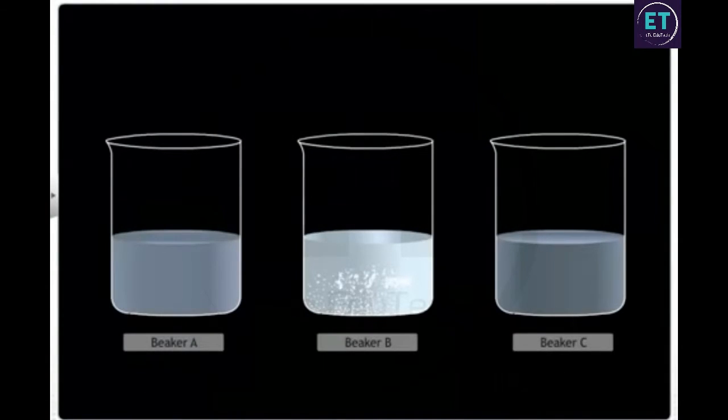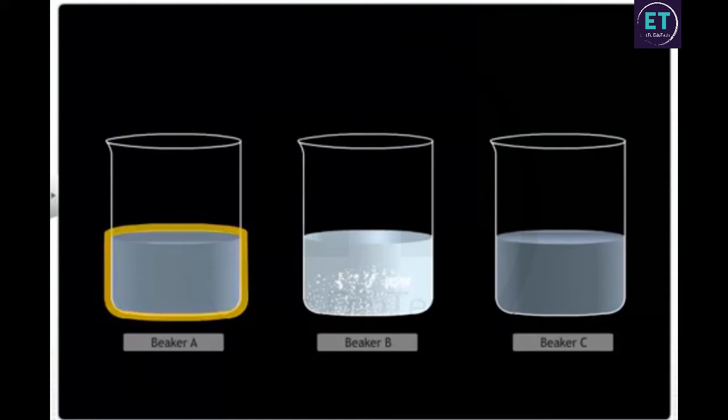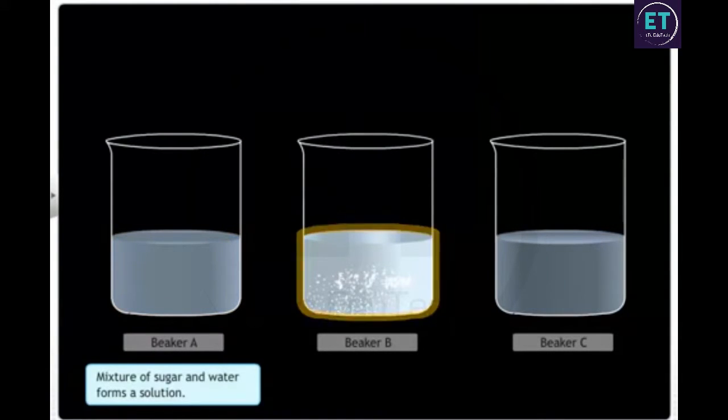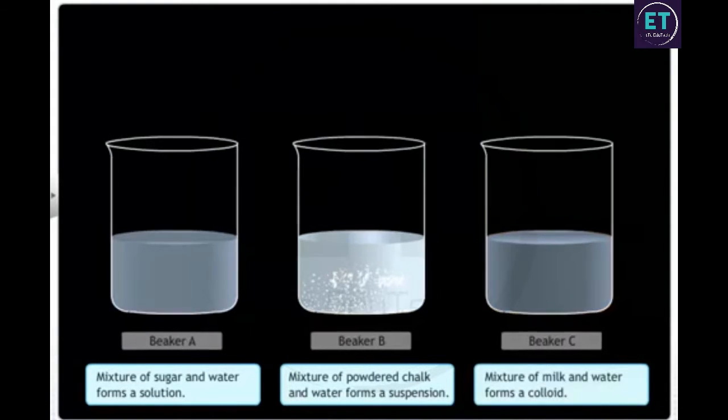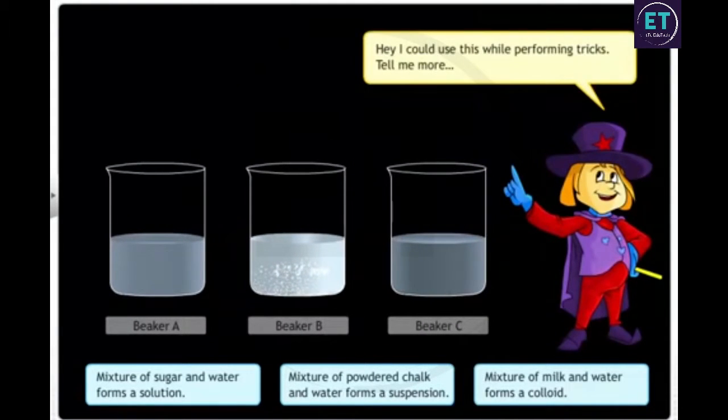The mixtures in the beakers are of 3 distinct types. The mixture in A is a solution, in B is a suspension, and in C is a colloid. Hey! I could use this while performing tricks. Tell me more.